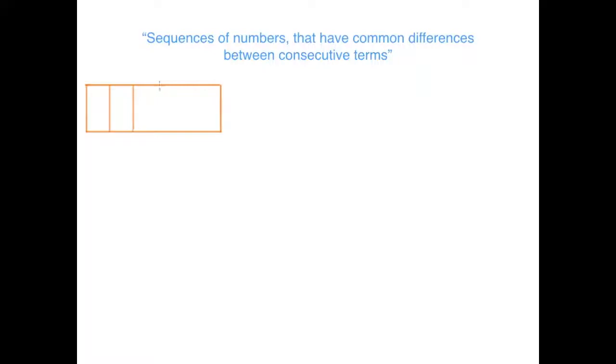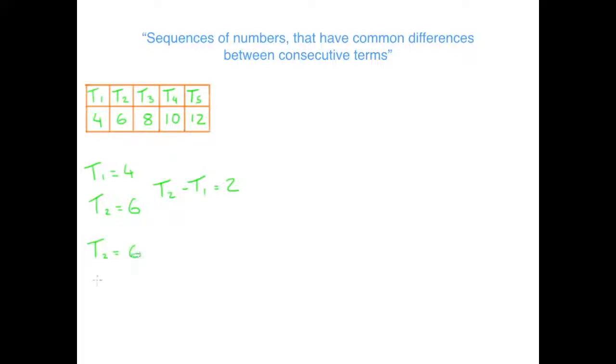Arithmetic sequences, also known as arithmetic progressions, are sequences of numbers that have common differences between consecutive terms, meaning each new term increases or decreases by the same amount. For example, the sequence 4, 6, 8, 10, 12. If we look at the first and second terms, 4 and 6, we can see there is a difference of 2. Now if we look at the second and third terms, 6 and 8, we can also see there is a difference of 2. Therefore, 2 is being added to the previous term to produce a new term. Because of this common difference of 2 between each term, we can recognise this as an arithmetic sequence.